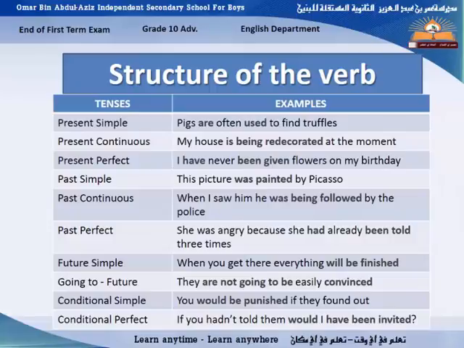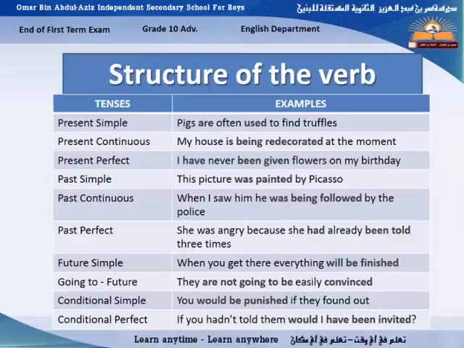In the past simple, we use was or were plus the past participle of the main verb. In the past continuous, we use was or were being plus the past participle of the main verb. In the past perfect, we use had plus been plus the past participle of the main verb. In the future simple, we use will be plus the past participle of the main verb.